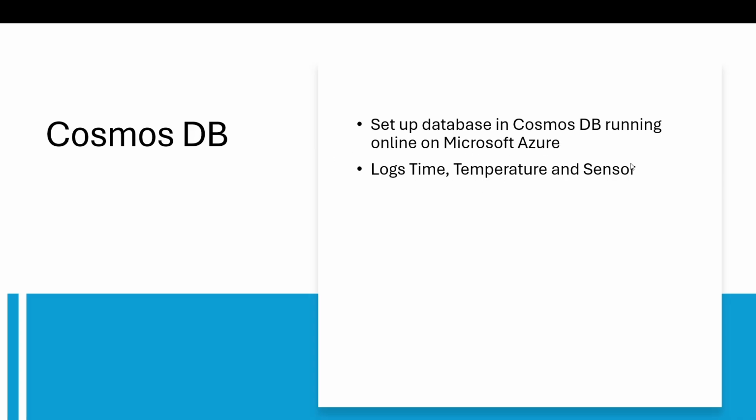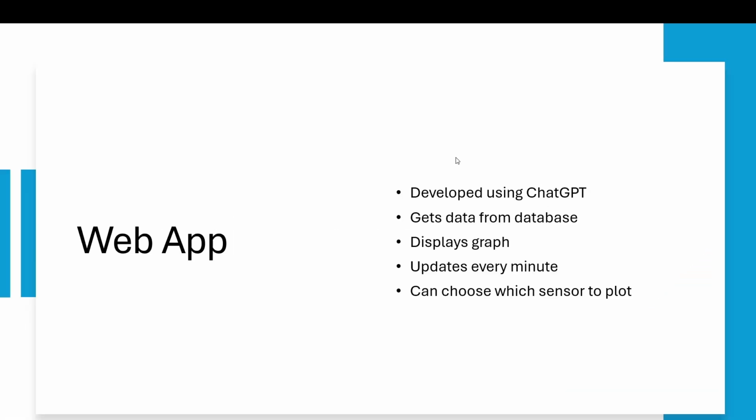it logs time, temperature, and sensor, and also an ID for each item. The web application, since the developer has very little experience with this, was done with ChatGPT, which worked quite well. It gets data from the database, displays it in a graph, updates the graph every minute with the new data from the database, and the user can choose which sensors or all sensors to plot.